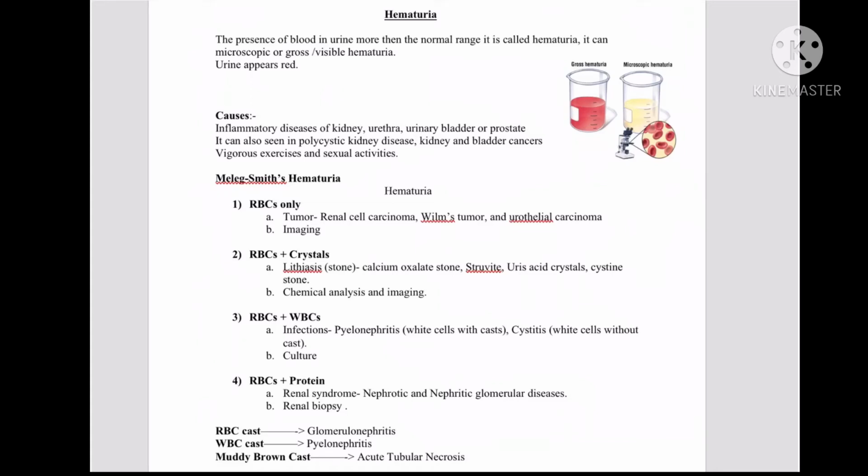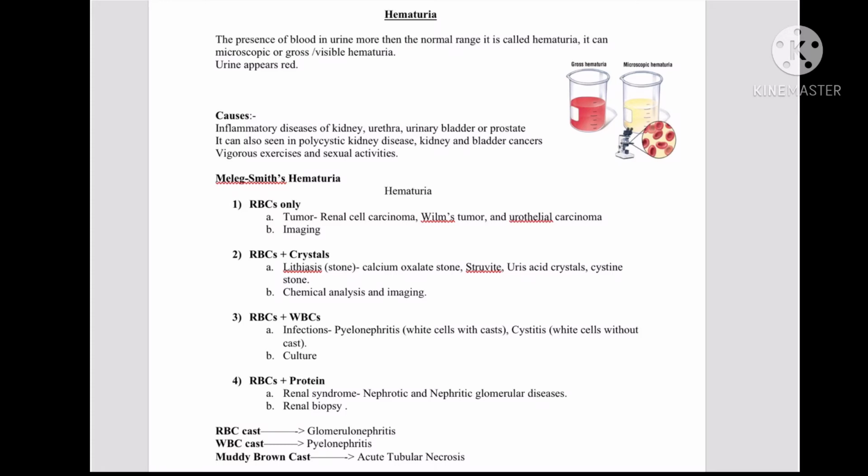Hematuria is the presence of blood in the urine more than the normal range. There are two main types of hematuria. It can be microscopic or gross, that is, visible hematuria.